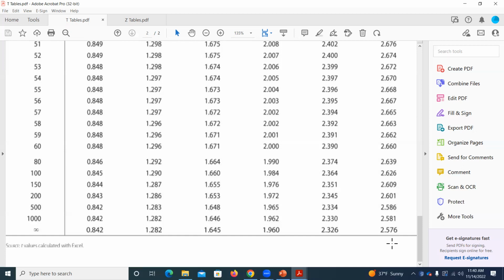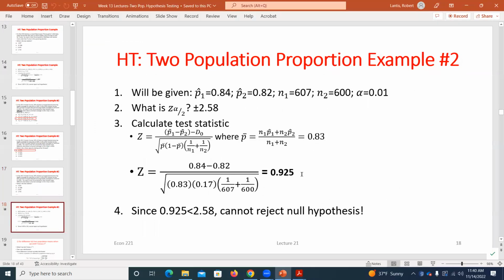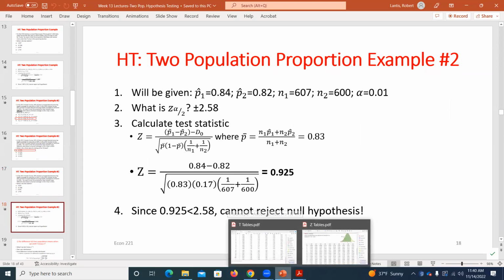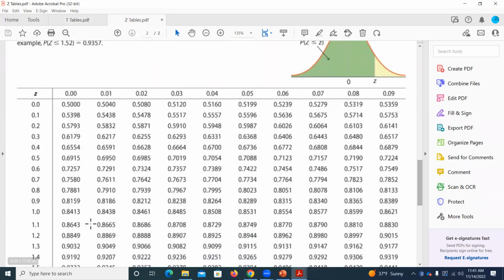So I'm going to look up my test statistic, and now I have to remember what the second decimal was. Was it 0.925? So we'll round this up to 0.93. I go to my Z table, I look up 0.93, and I get 0.8238. Okay, 0.8238, multiply it by 2, I get 1.6 something. Why do I know that can't be right?